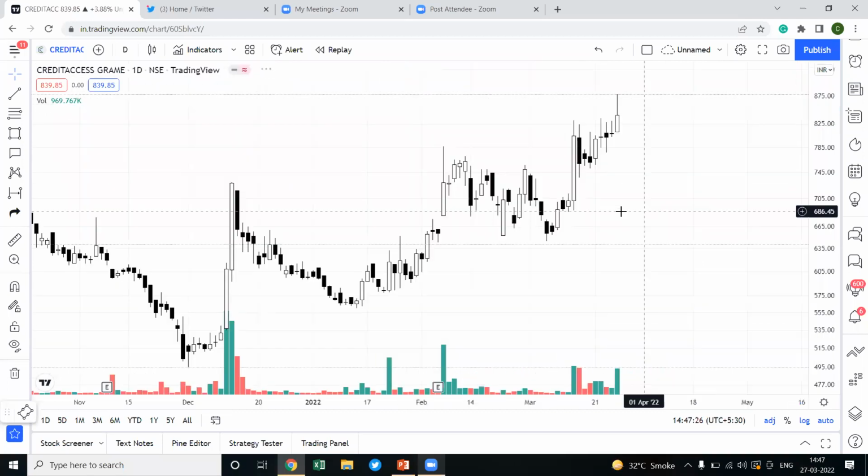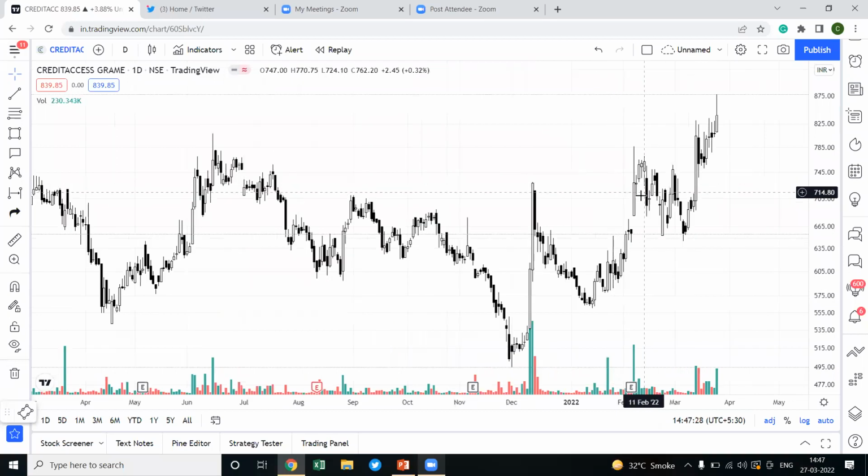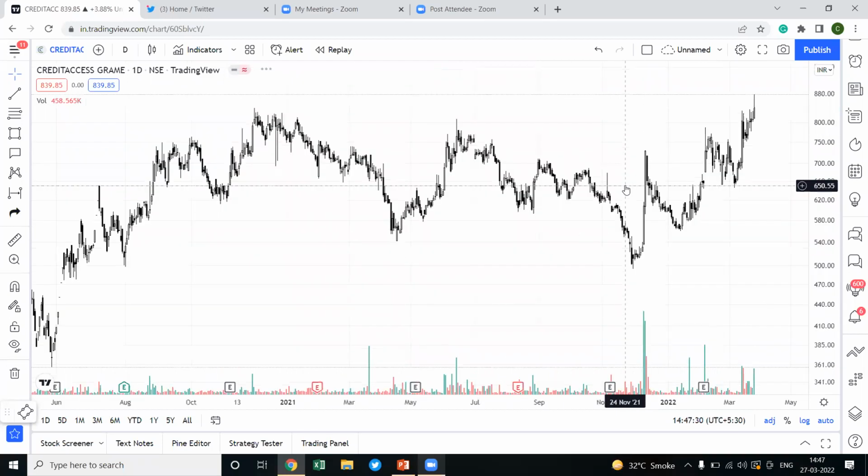So it depends upon your entry size. I think we have entered at 700 levels already. So the stock is near our targets of 850. If for long-term investment you want to add, you can add at 700, 750 levels again. But the short-term target has been met. For the long-term horizon, there is good potential movement pending in the credit ACC.